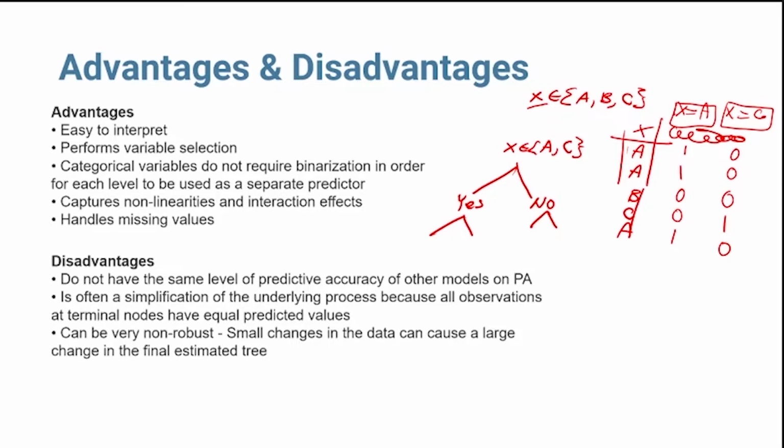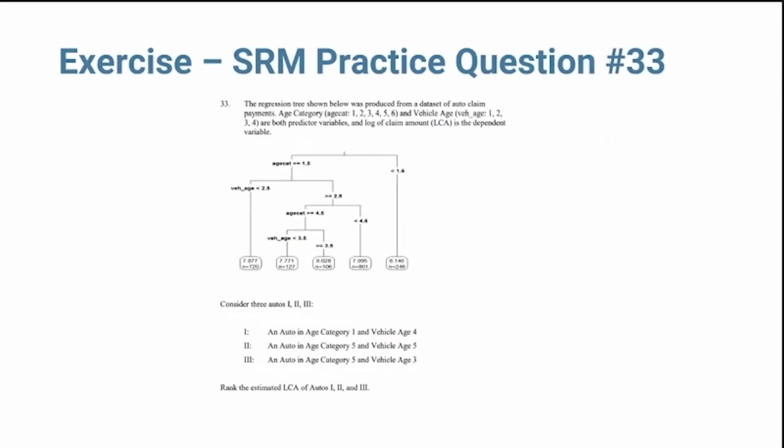Trees capture nonlinearities and interaction effects. So nonlinearities are obvious because the tree directly partitions the sample space. Interaction effects occur because the impact that each variable has depends on the other variables that are in the model. Take, for example, these two variables, age_cat and vehicle age. If your age category is greater than 1.5, then there's a different impact of vehicle age than if your age_cat is less than 1.5, in which case vehicle age has no impact.